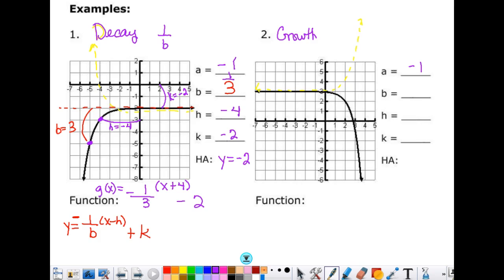Let's draw on our asymptote. That's what I forgot to do last time. Okay, let's draw on our asymptote. And then let's figure out what Superman did. What did Superman do here? He pushed it up 3, didn't he? So that's our K. That's our horizontal asymptote.